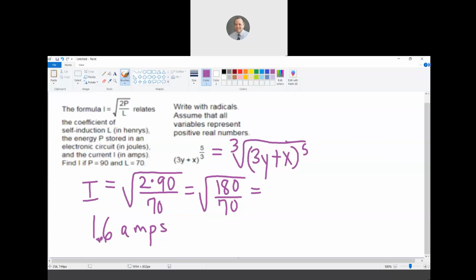Are there any questions on campus with these two problems? Okay.